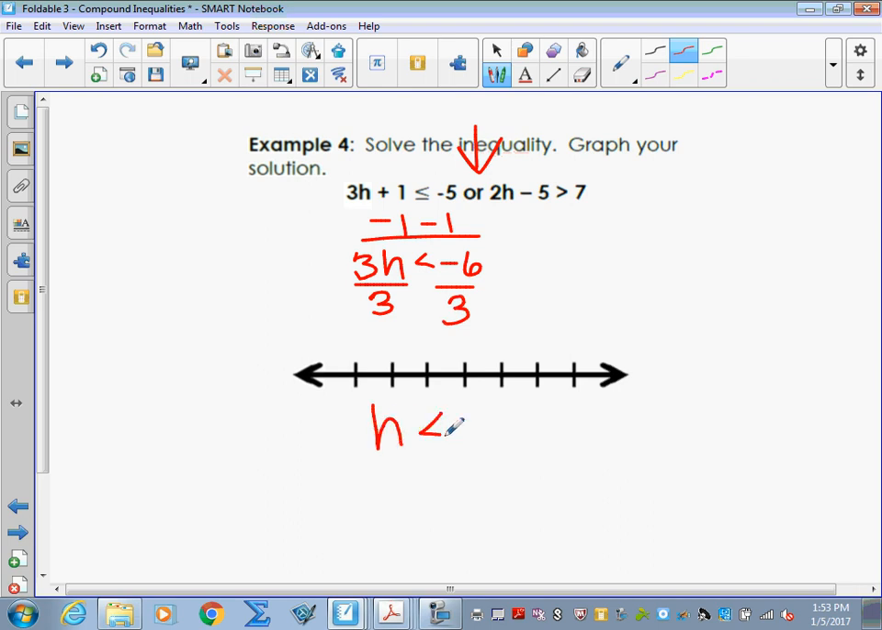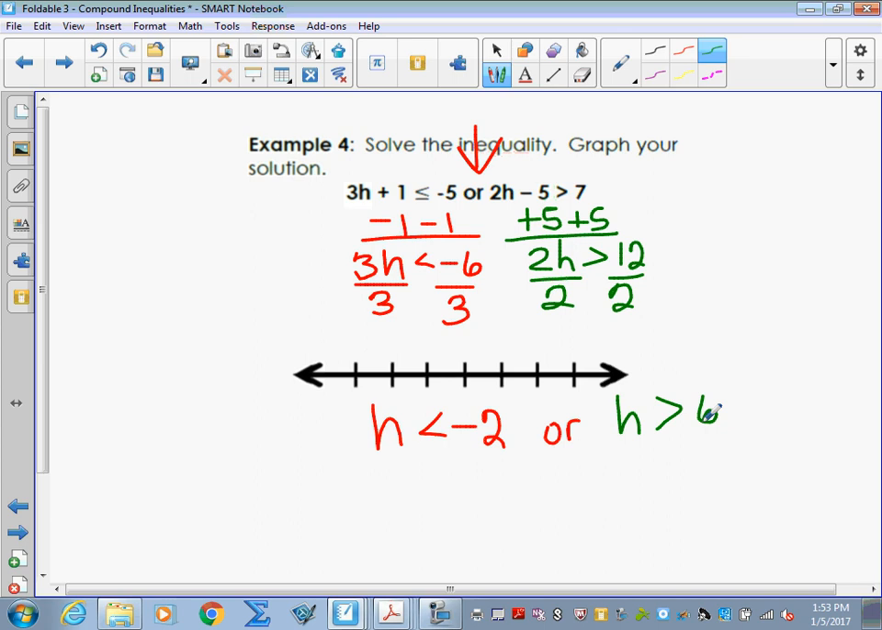So for this one, I'll have h is less than -2. Bring down the word or. And then we just work the other one. And we'll have h is greater than 6. Okay, we put our set builder, and that's it. You don't do least to greatest or anything like that. You cannot combine it. Okay. This one here should be less than or equal, and then this one is just greater.